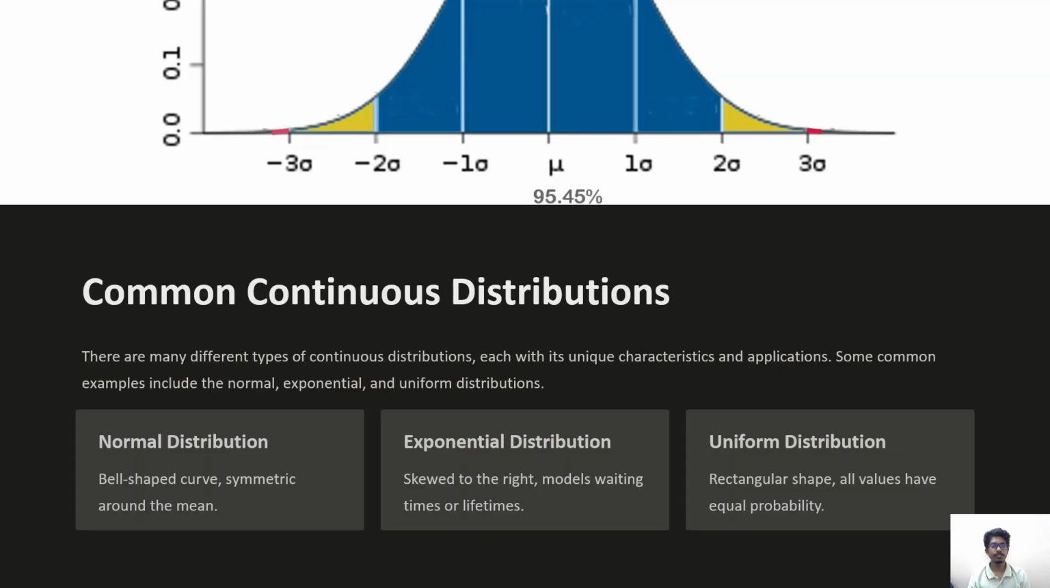Common continuous distributions. There are many different types of continuous distributions, each with its unique characteristics and applications. Some common examples include the normal, exponential, and uniform distributions. The normal distribution is a bell-shaped curve symmetric around the mean, and the exponential distribution is skewed to the right and models waiting times or lifetimes. Coming to the uniform distribution, it is rectangular in shape with equal probabilities.